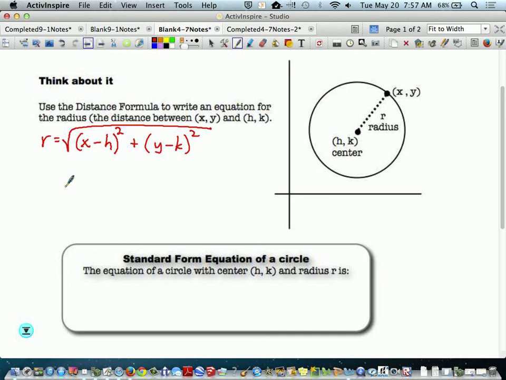Wait, I have a question. Alright, so that would be the distance from center to one point on the edge. They just called it x, y, we call the center h, k. Now the standard equation of a circle when we get into it will be this.